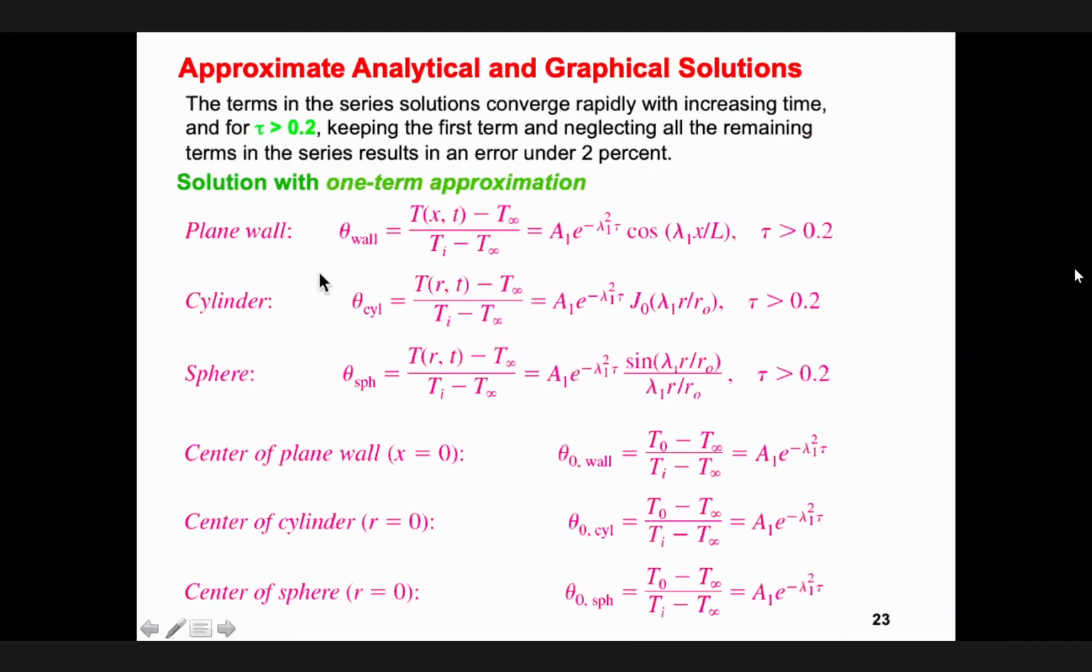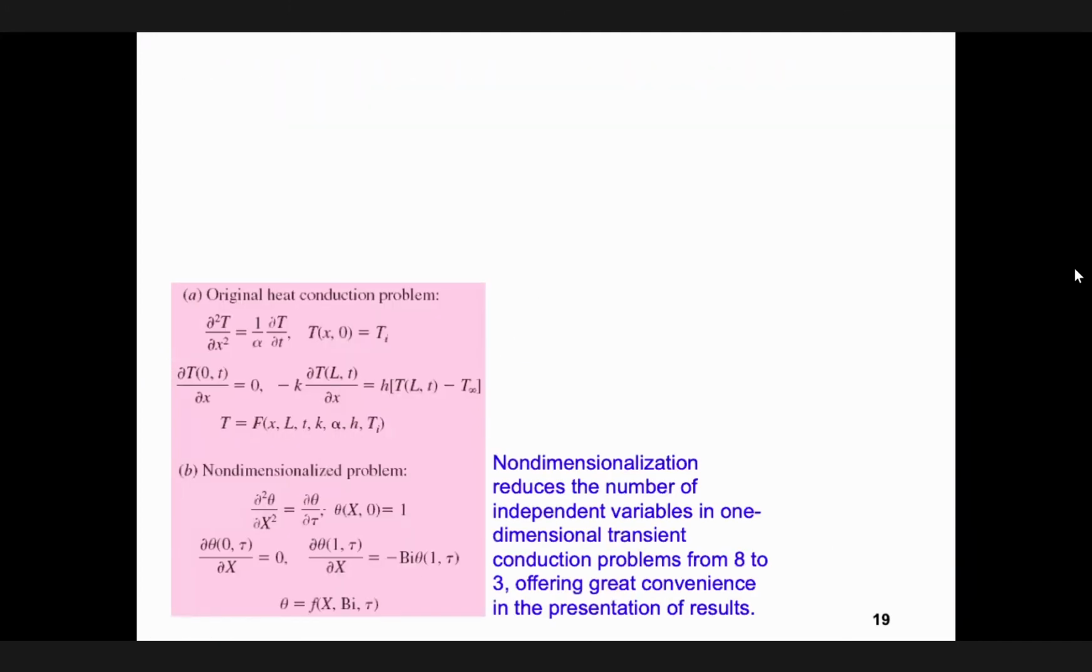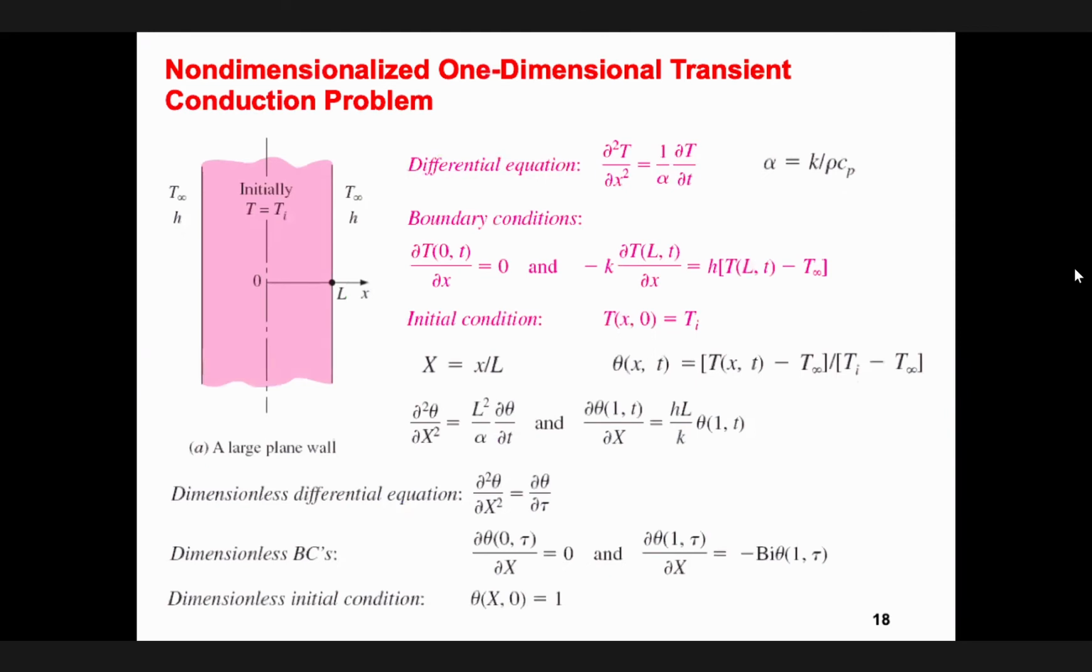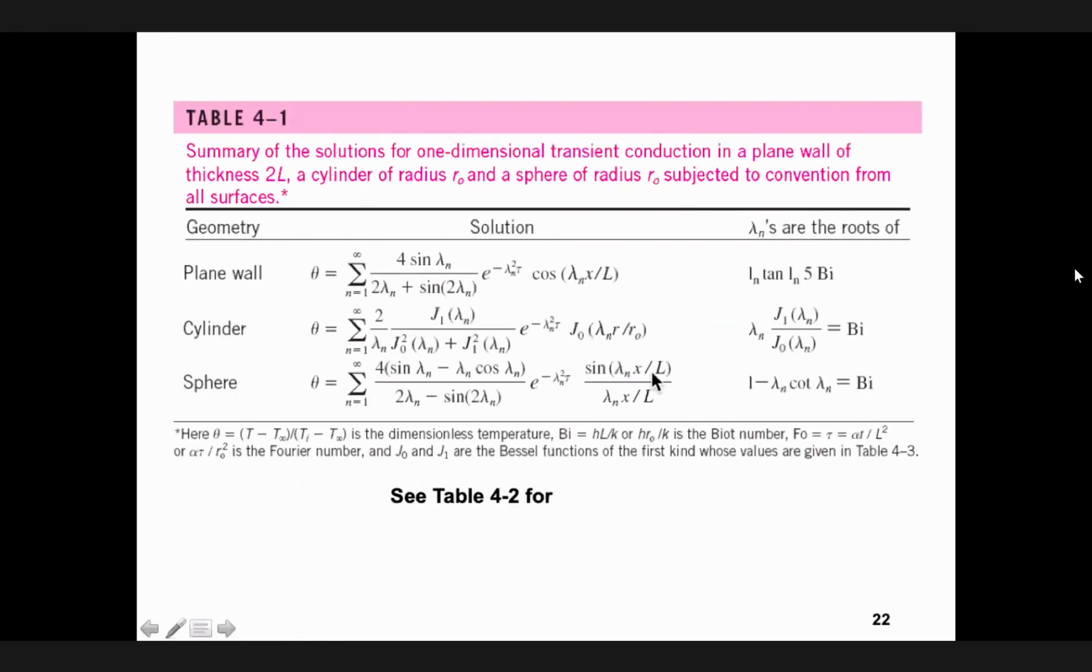Let me go back and remind you what theta is. When we non-dimensionalized it, we defined theta as this one. This is the temperature at any point and any time, because now we have two variables, time and position. T infinity is the temperature we are exposing it to, and Ti is the initial temperature. Therefore, theta in that equation is this ratio. Here you now have an expression that gives you the temperature as a function of time, at any point and any time. Look, you have x and you have t.